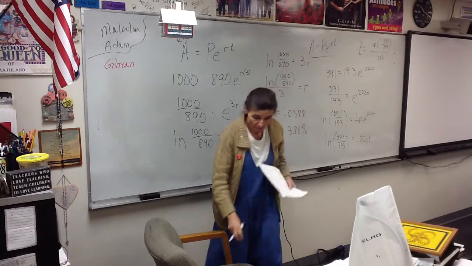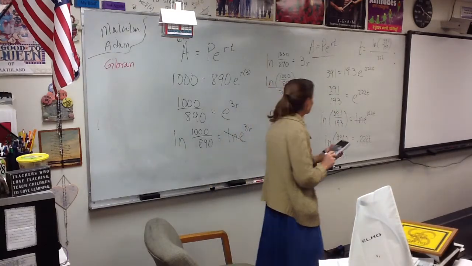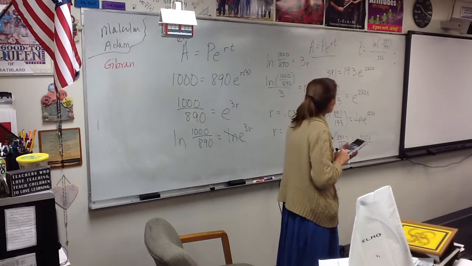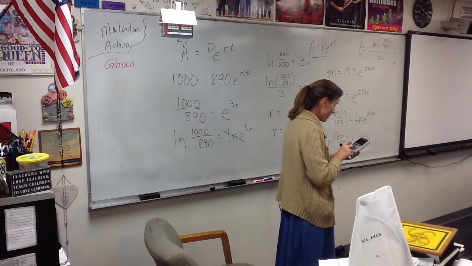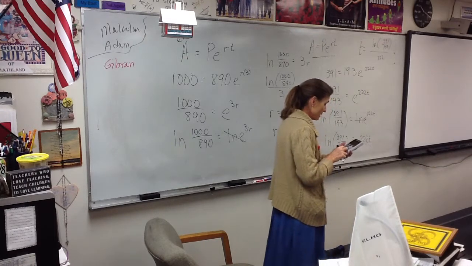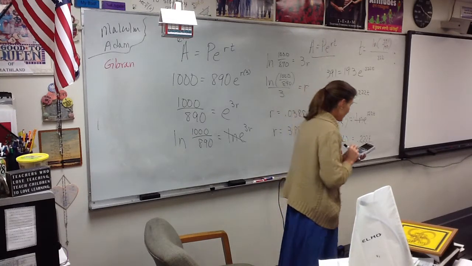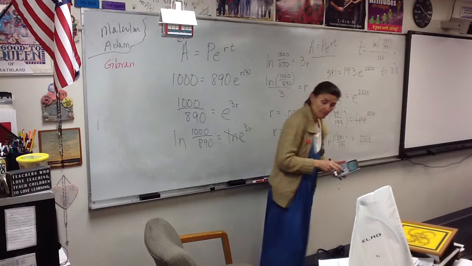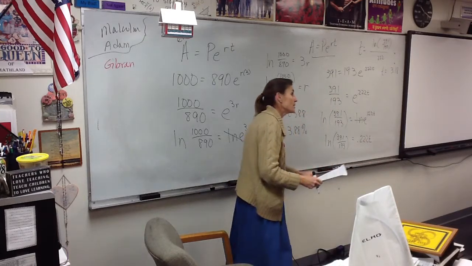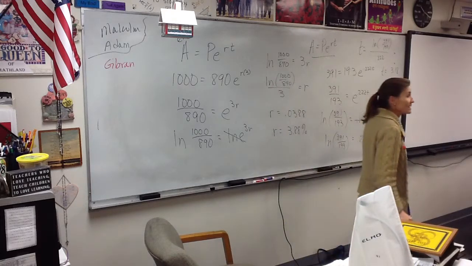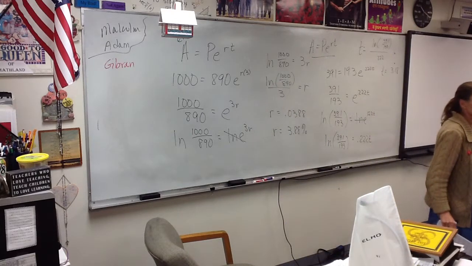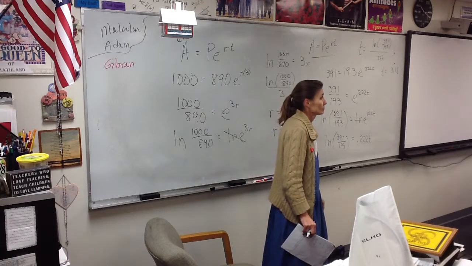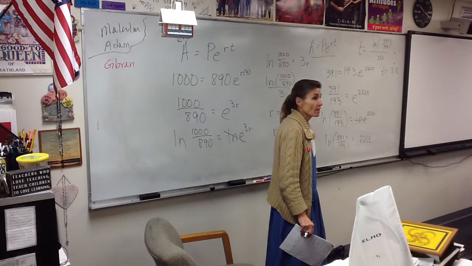Go ahead and type that in if you know how. If not, I'm going to tell you. ln, 391 divided by 193, close parentheses, divided by 0.222. And it's about 3.18. And there's no unit in there, so I don't know if that's 3.18 days or years or hours. It's a unit of time. All right?